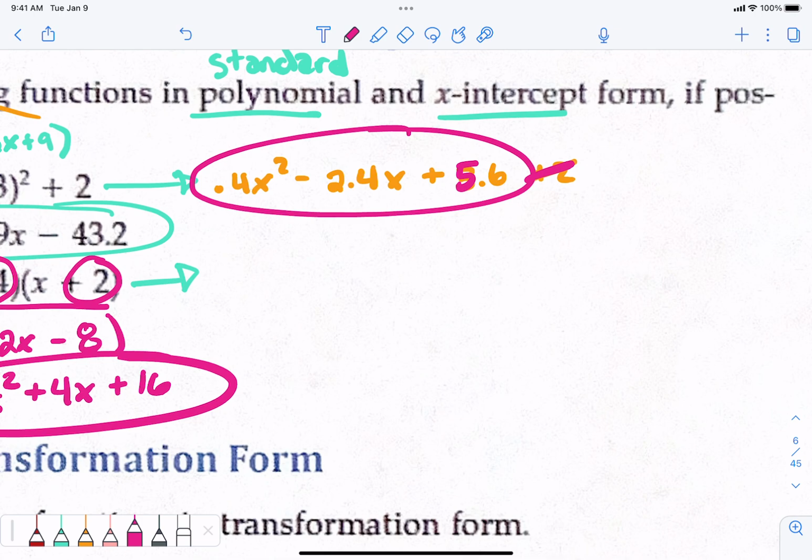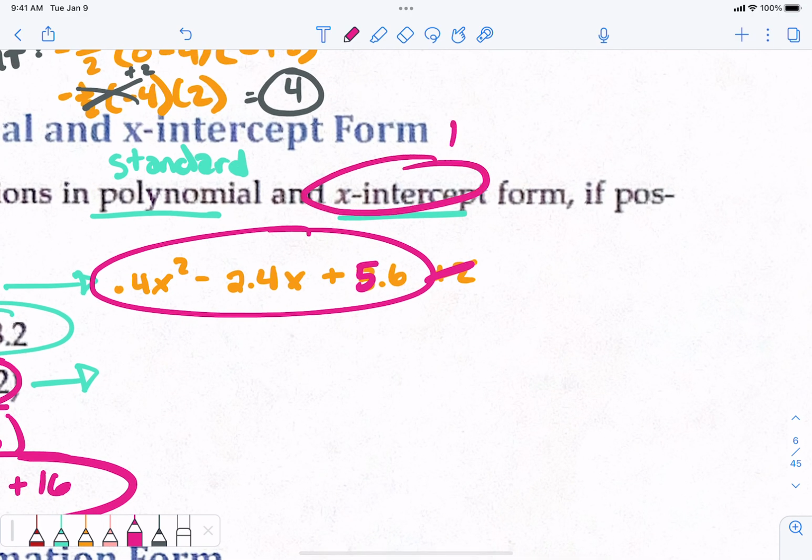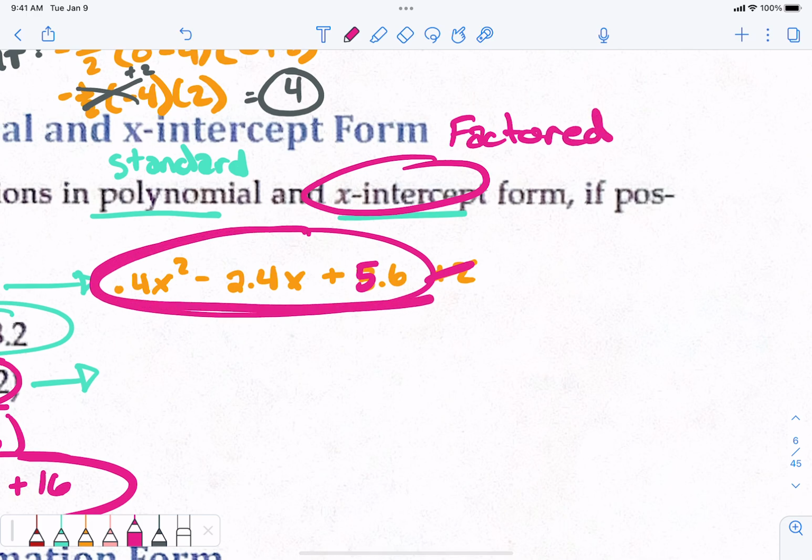All right, now let's do this. So they want also x-intercept form, which is factored form. Okay, they want this also in factored form. So let's take this top one and let's put him in factored form as well. We want to factor him down. I do not have room. I want to be able to factor him down.